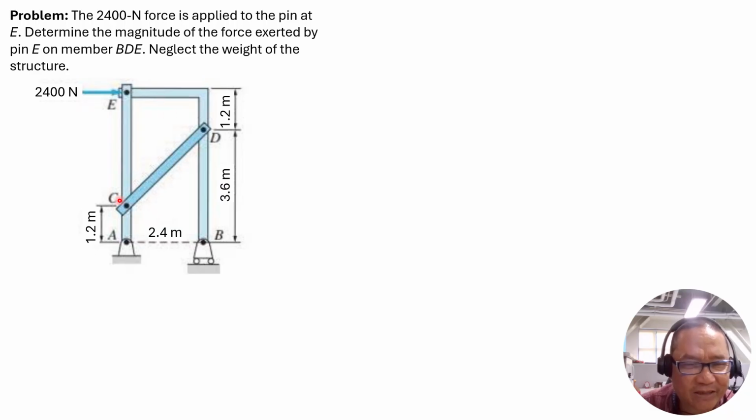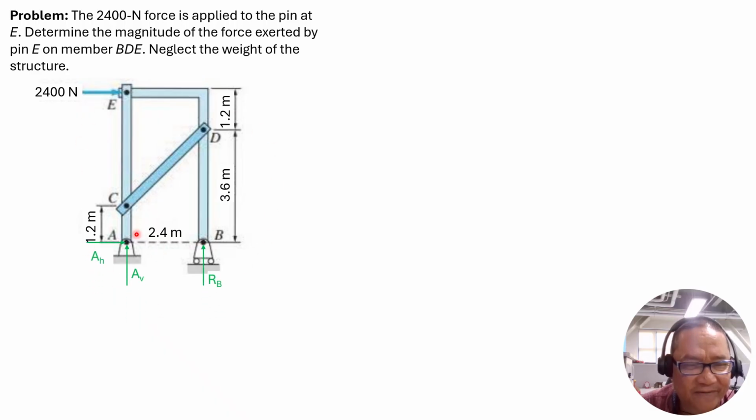So take note that we have a two force member here, which is member CD. Remember the requirement for a body to be considered a two force member. It is bounded by pins at the ends and there's no force in between. So that's why CD is a two force body. So we have the free body diagram of the entire system.